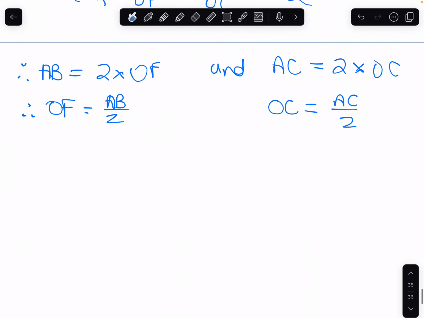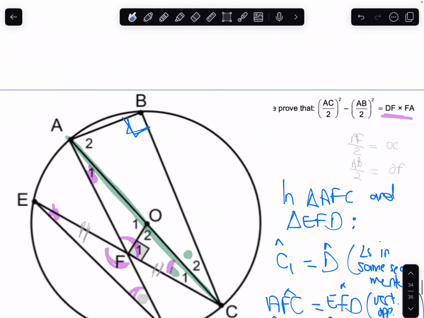So how shall we do it? We shall first copy the thing.